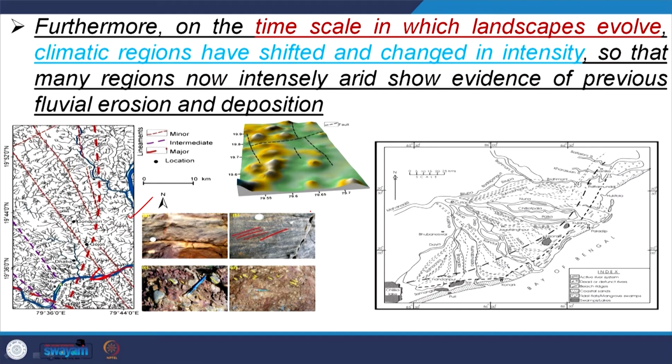This fluvial system evolution is sometimes climatically controlled, sometimes tectonically controlled, and sometimes both tectonics and climate control it. So, depending upon this changing scenario of tectonics and climate, the river basins also change accordingly.